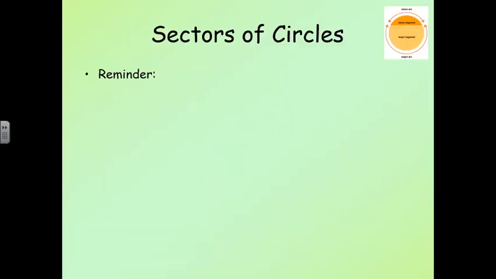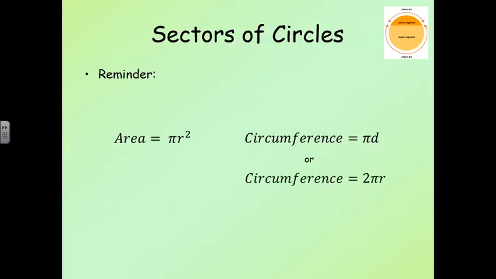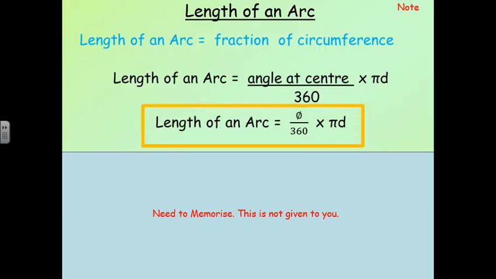Now, a quick reminder, we need our circumference formula. So we know it's pi times diameter, or it could be written as circumference equals 2 pi r, because 2 of the radii equals the diameter. So if we look at this first example, we're going to look at the note for our length of an arc.